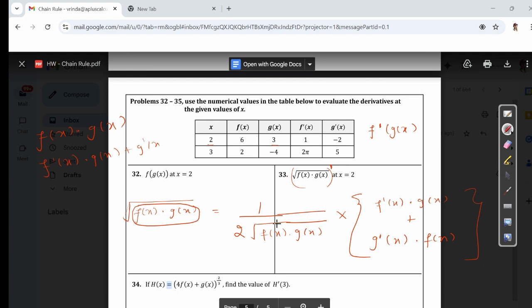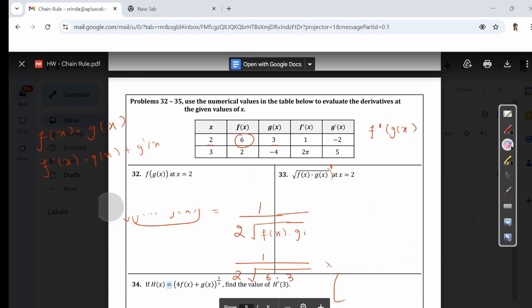Now we have all the values when x is equal to 2. f of 2 is 6, g of 2 is 3. So you can substitute all the values: 2 times 1 times 3 plus negative 2 times 6. And now you can simplify this. We'll not do the simplification, you can do the simplification.